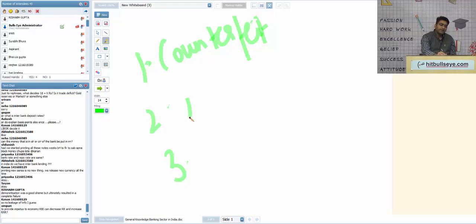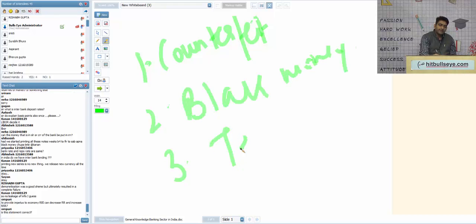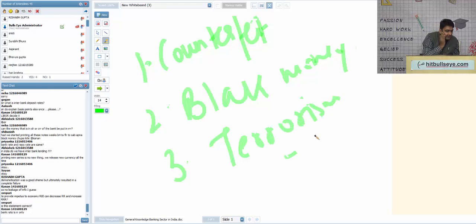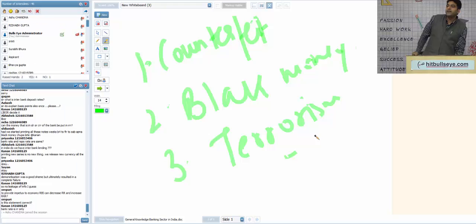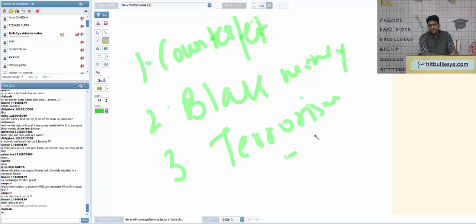Second, they are saying black money, and third, they are saying to curb terrorism. Kanan, bank rate is not repo rate. Let me repeat again. Bank rate, which RBI charges, is for a longer term. Once given, use it for 20-25 years. Repo rate is for a shorter term, not exceeding more than a year. And these rates are also different. Bank rate I guess is somewhere around 6%. Repo rate is some 6.25.